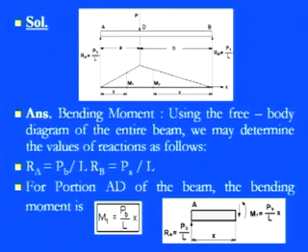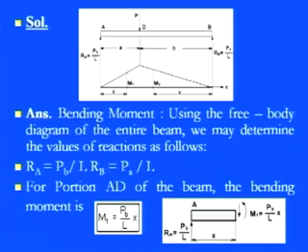So for the bending moment, using the free body diagram of the entire beam, we need to determine the values of M1 and M2 using the following relations. First, as I told you, RA and RB can be pretty easily calculated by Pb by L for RA, and Pa by L for RB. Now the portion AD, which is the left hand portion of the beam, is under the bending action. So the bending moment M1 is equal to the reaction RA into the distance x, because it acts at distance x.